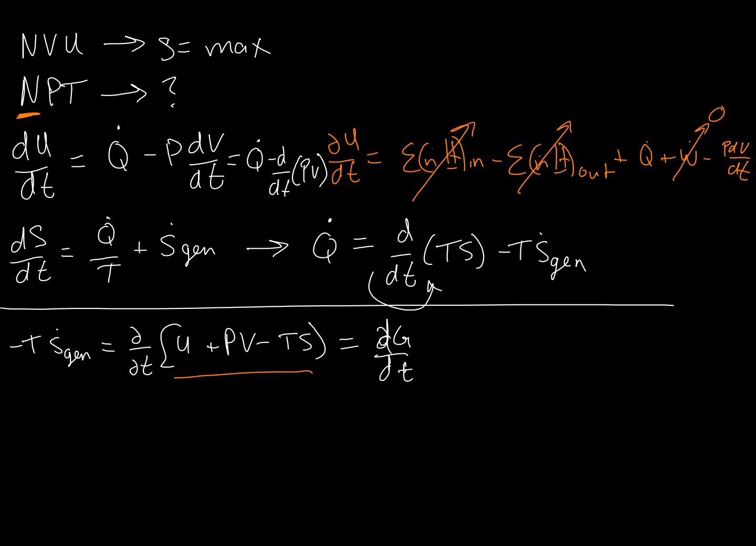Okay, so if we look at this equation here, we know that T has to be greater than 0. S gen has to be greater than or equal to 0. That tells us here, therefore, that minus T S dot gen always has to be greater than or less than 0?